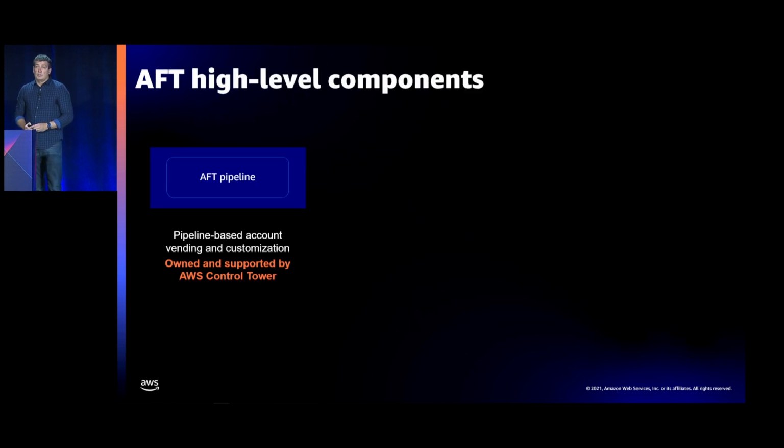So if you're looking at the solution, probably the first thing to start with is our AFT pipeline. The pipeline really is a fully delivered pipeline that sets up all the components you'll need to run this process. It will handle everything from contacting and working through Service Catalog and Control Tower to get the account set up, as well as all the post-account creation customization steps.